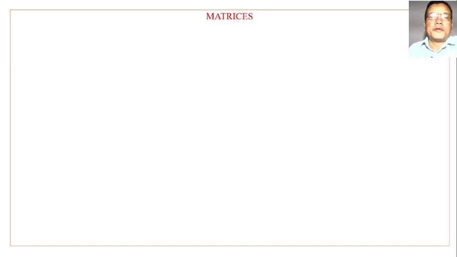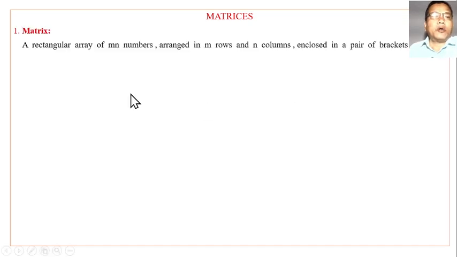Matrices. Matrix: a rectangular array of mn numbers arranged in m rows and n columns, enclosed in a pair of brackets, is called a matrix of order m by n, or an m by n matrix.